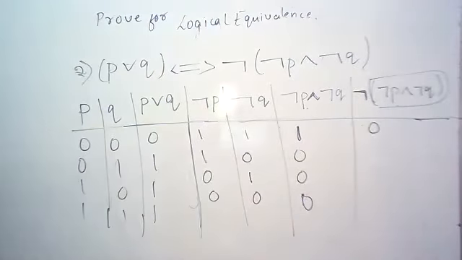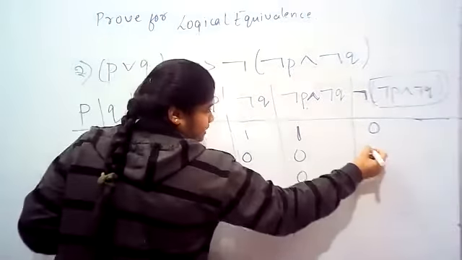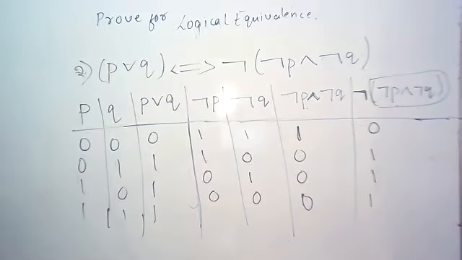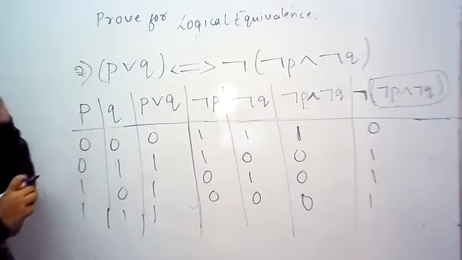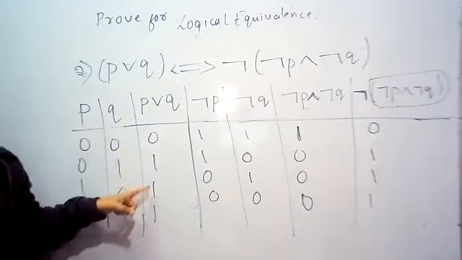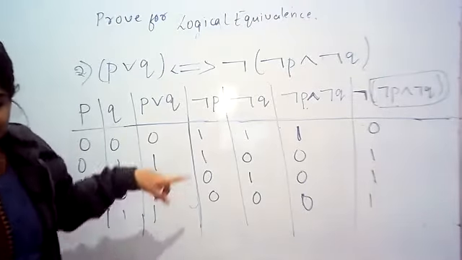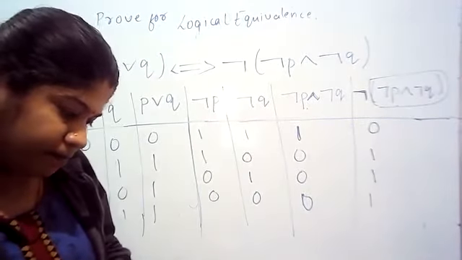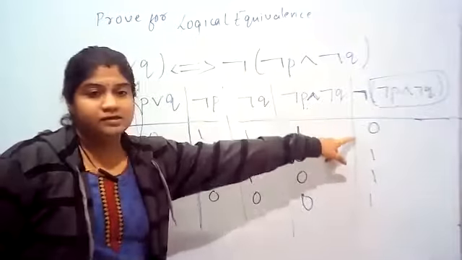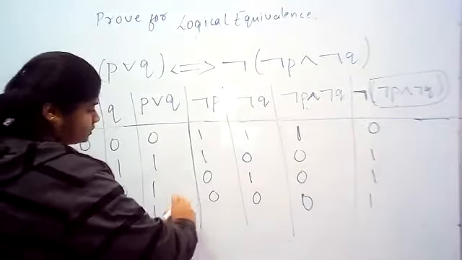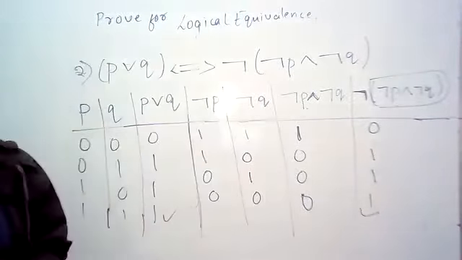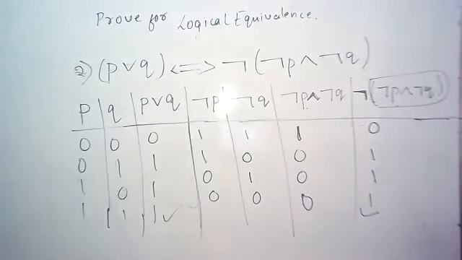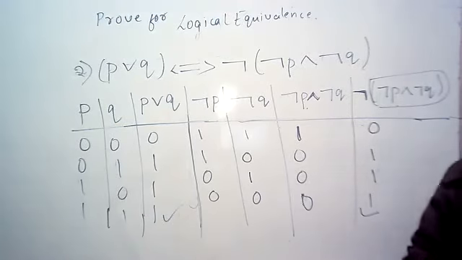If it is 1, negate it to 0. If it is 0, put 1 here. I think you are getting this. So what have I got here? 0 1 1 1. Now see whether LHS equals RHS. LHS, what have I got? 0 1 1 1. Whether RHS equals what I've got? 0 1 1 1. Yes. So LHS equals RHS, hence they are logically equivalent with each other.